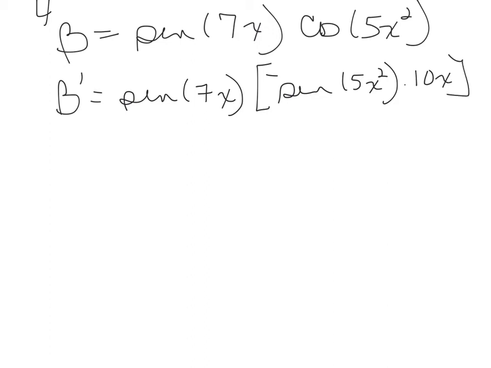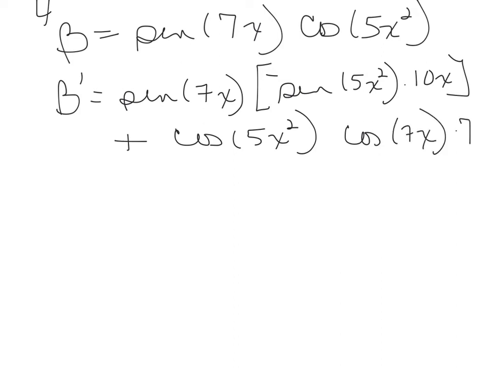Okay, and then we have plus. So far we've done left d right plus right, and our right is cosine 5x squared d left. So d left is going to be cosine 7x times 7.